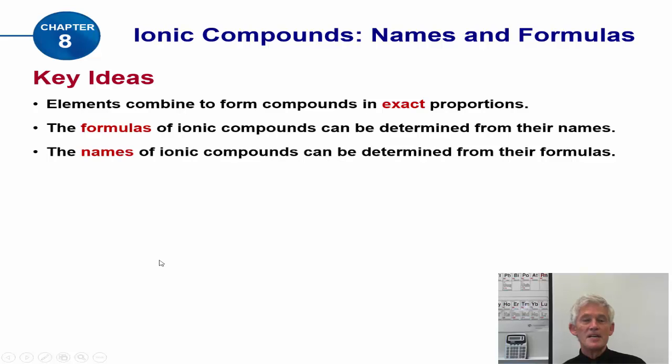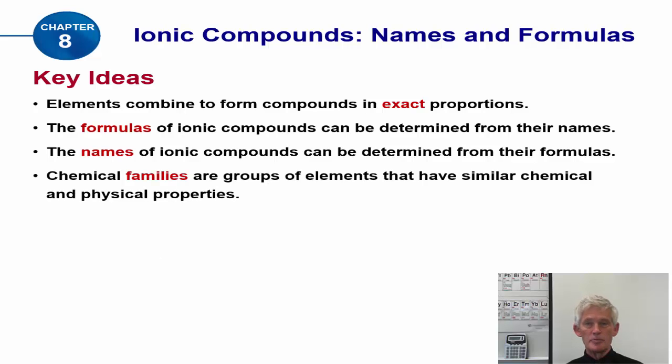The names, on the other hand, of ionic compounds can be determined from their formulas. So the formula NaCl tells you what the name is. Na is sodium, Cl is chlorine, so you know the name is sodium chloride. Notice in binary ionic compounds, you change the ending of the nonmetal to "ide." Sodium chloride, not sodium chlorine.